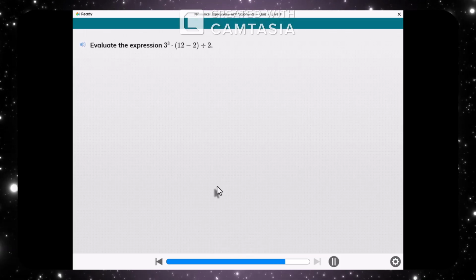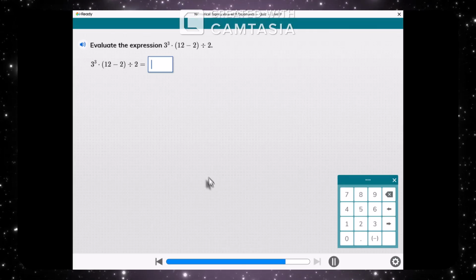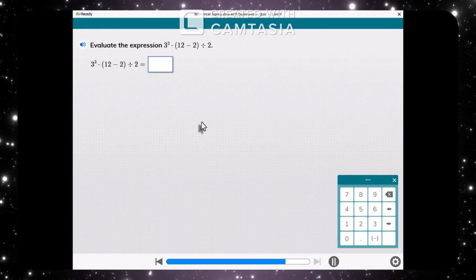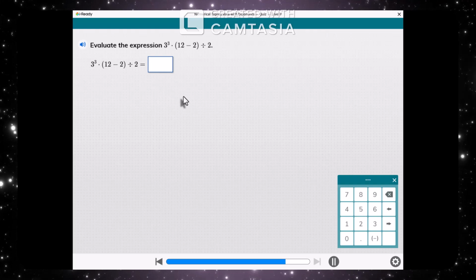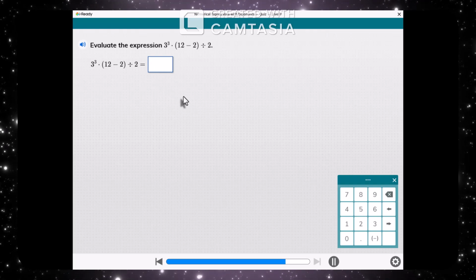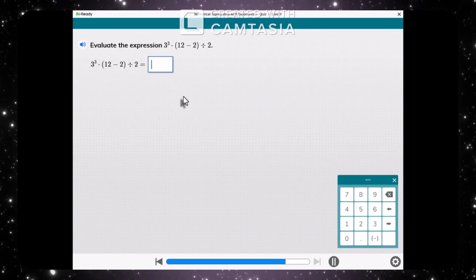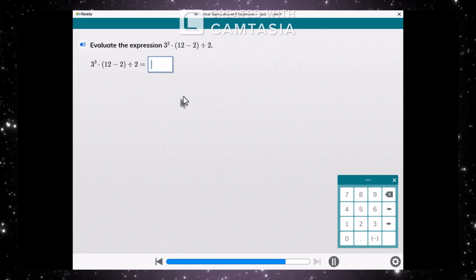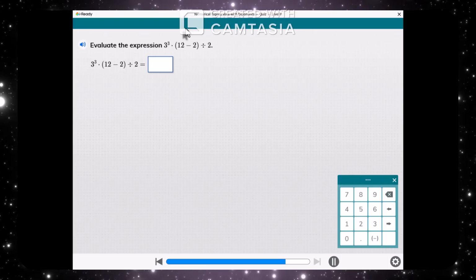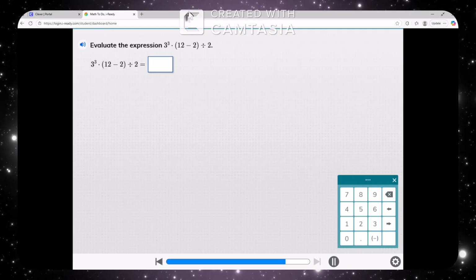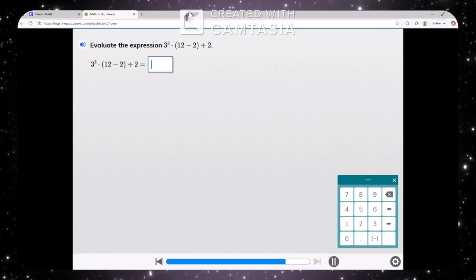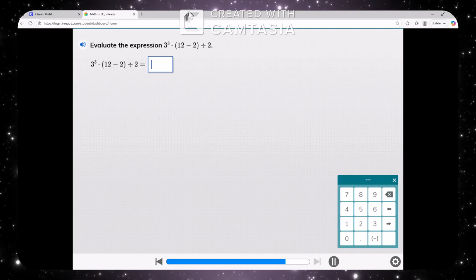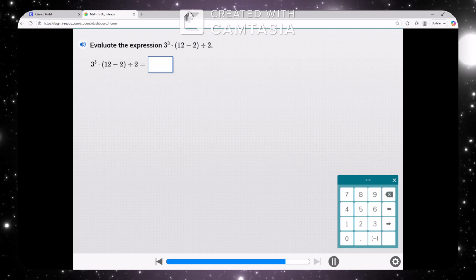Next. Evaluate the expression. 3 to the 3rd power is 9 times 3, which is 27, times 10, which is going to be 2,700, or 270. Do you have a paper? Write down 27 times 10 is equal to 270. Yeah, 270.